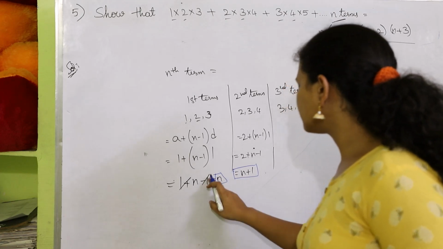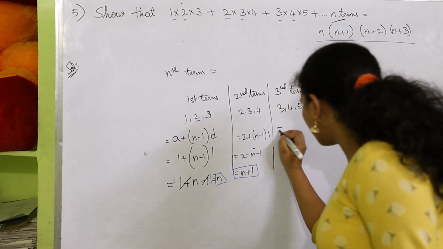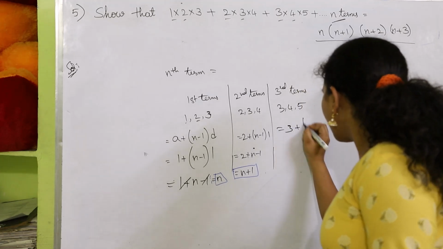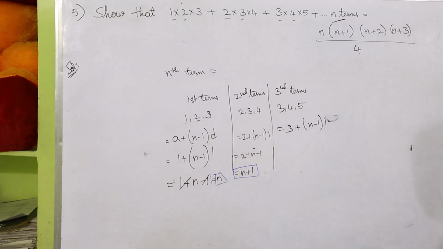This will be the first term value. Clear? Now, let me go for the next one. The third term here. Don't make it yet. So, 3 plus n minus 1 into d. D means 1 over here. 4 minus 3, 1. Right.